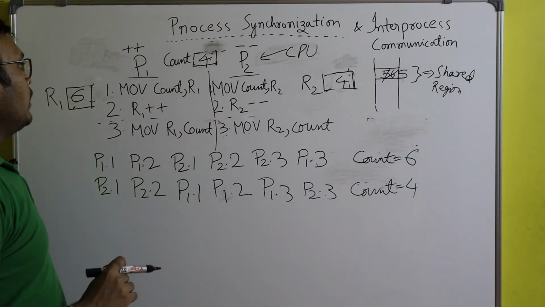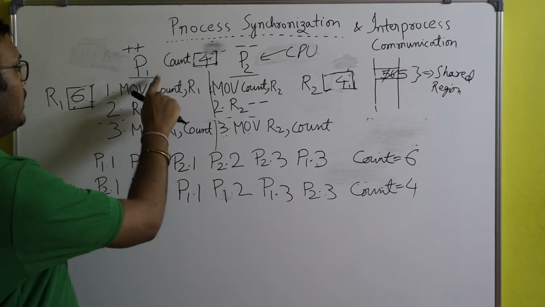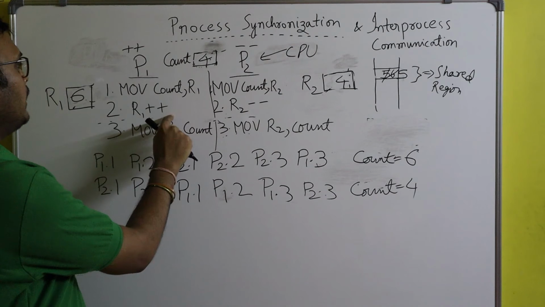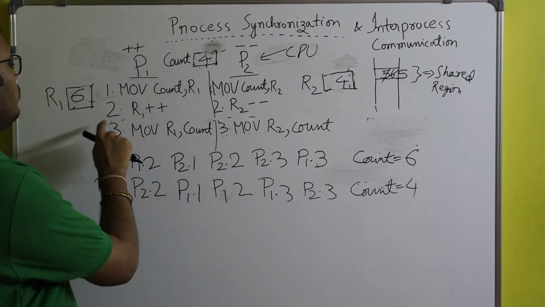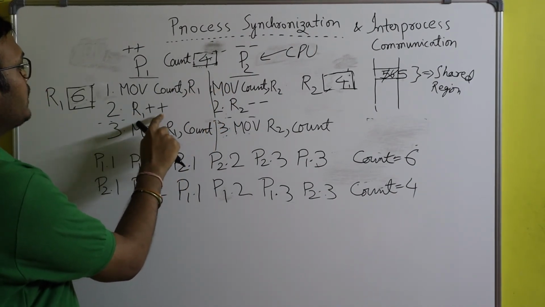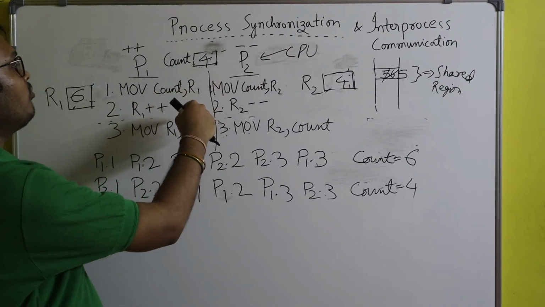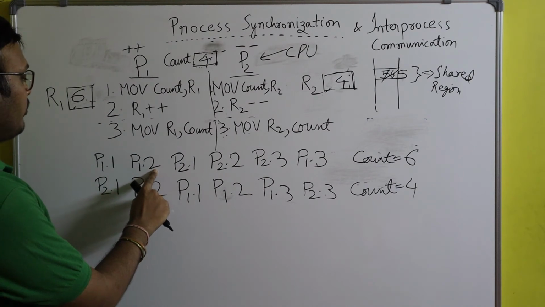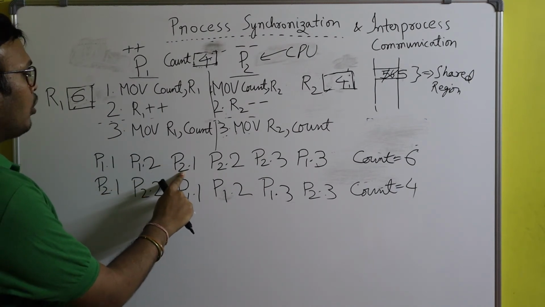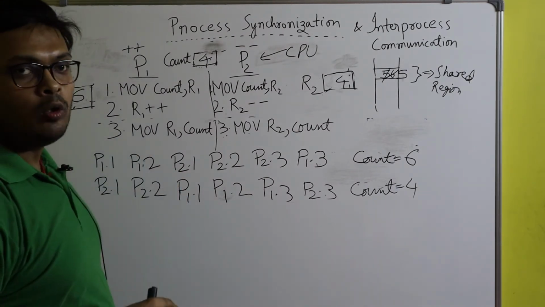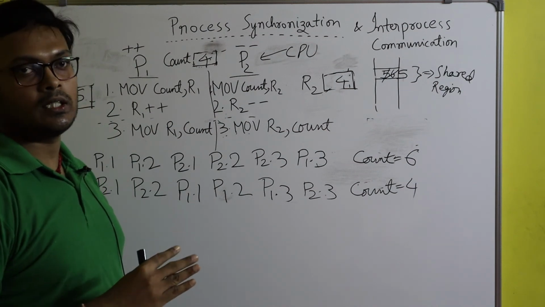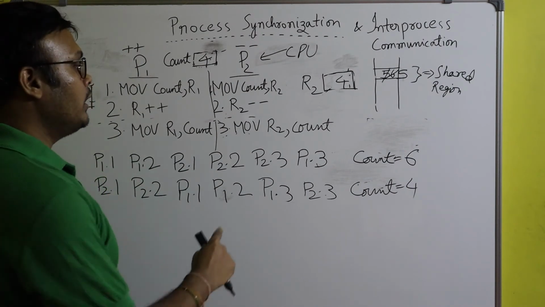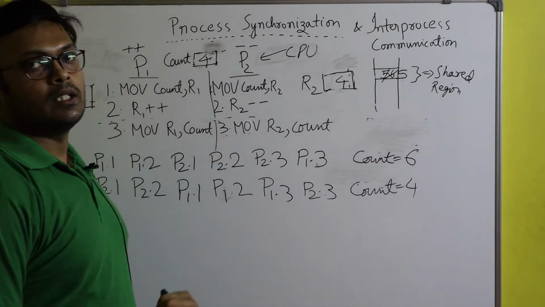When process P1 was running initially, P2 was in a hurry. So before process P1 could finish its task, P2 snatched the CPU from process P1. P2 didn't wait for P1 to finish the task. No, P2 was in a hurry. P2 was in a competition mode. That's why we got an inconsistent result.